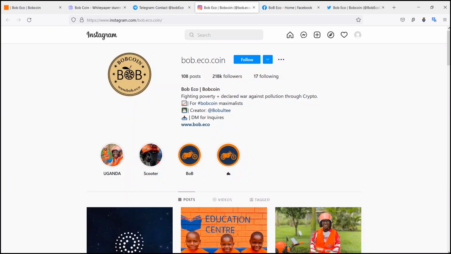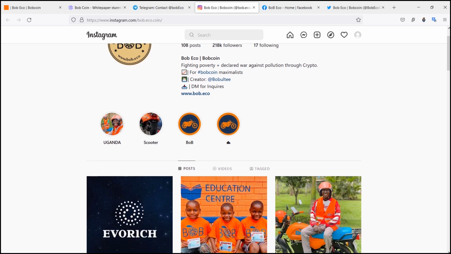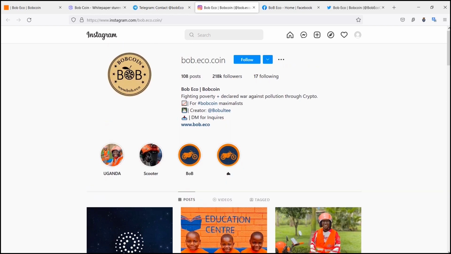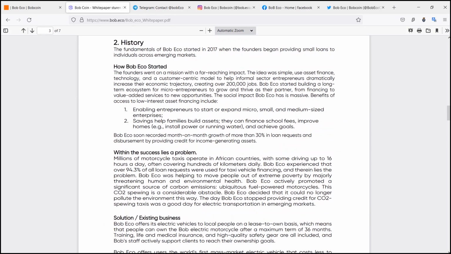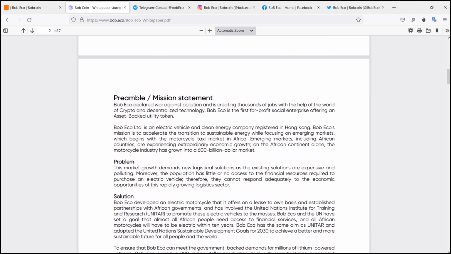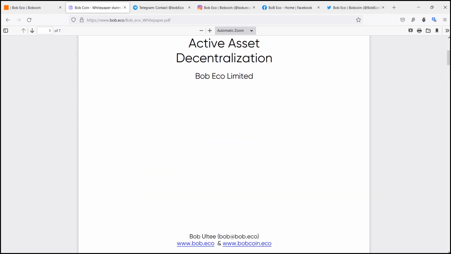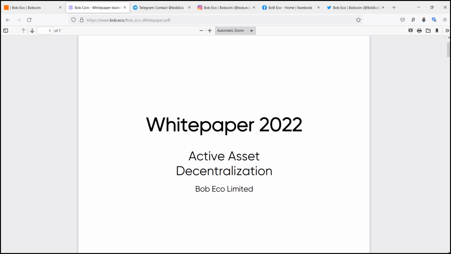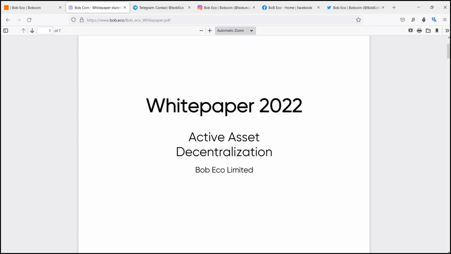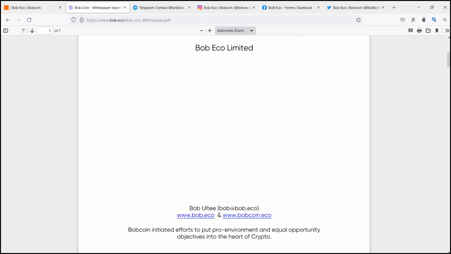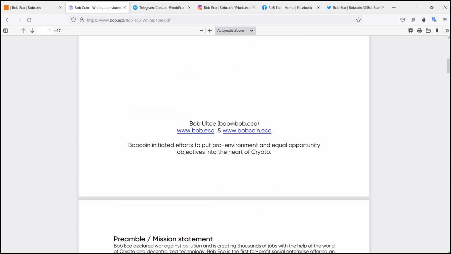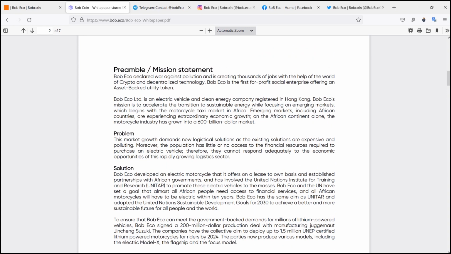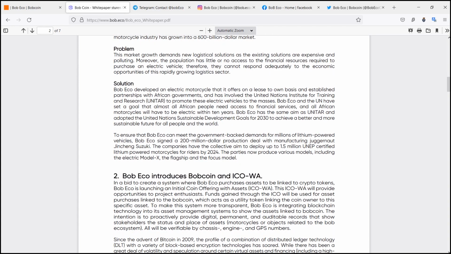Bob Eco's mission is to accelerate the transition to sustainable energy while focusing on emerging markets, which begins with the motorcycle taxi market in Africa. Emerging markets, including African countries, are experiencing extraordinary economic growth. On the African continent alone, the motorcycle industry has grown into a $600 billion market.